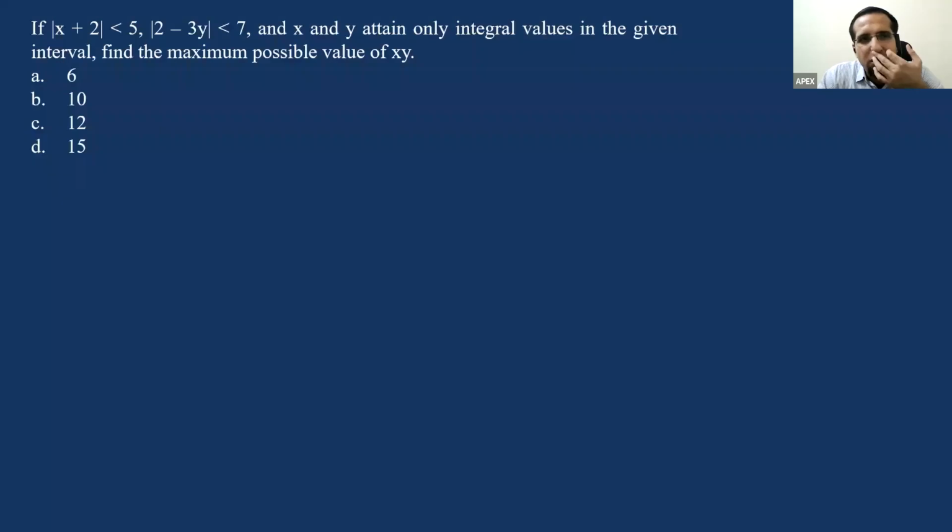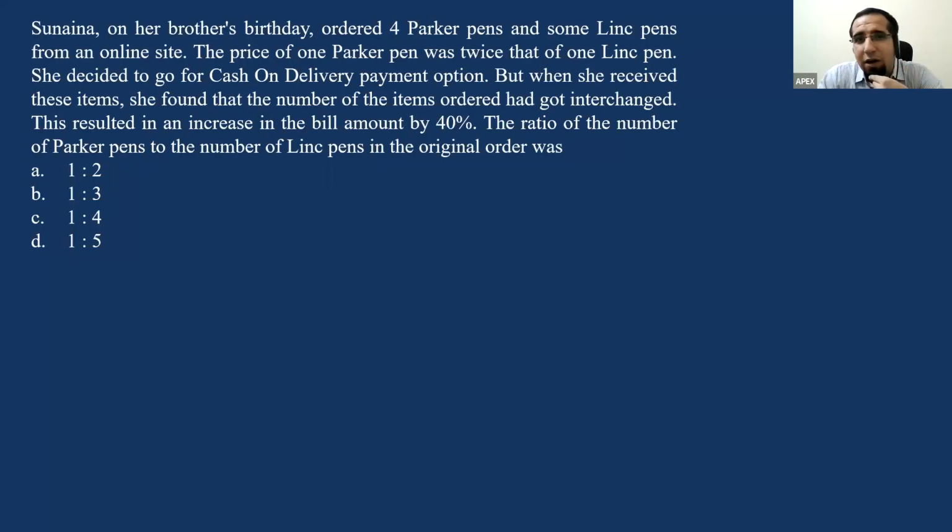Now, Sunaina, on her brother's birthday, ordered 4 Parker pens and some link pens from an online site. The price of a Parker pen was twice that of the link pen. So it's a simple equations question, guys. The price of Parker was twice that of link. She ordered 4 Parker pens and some link pens. Let's say n link pens. She decided to go on cash on delivery. So total cost becomes 8x plus nx.